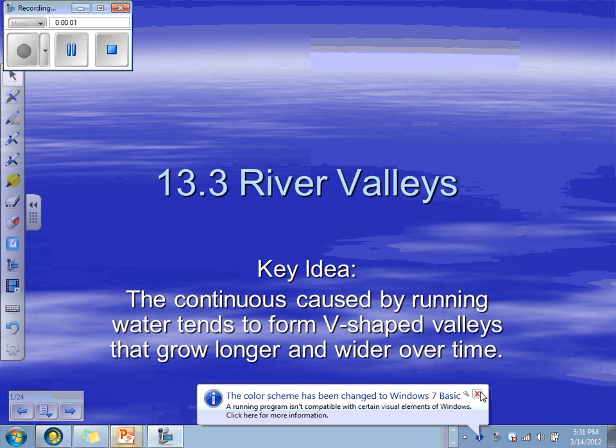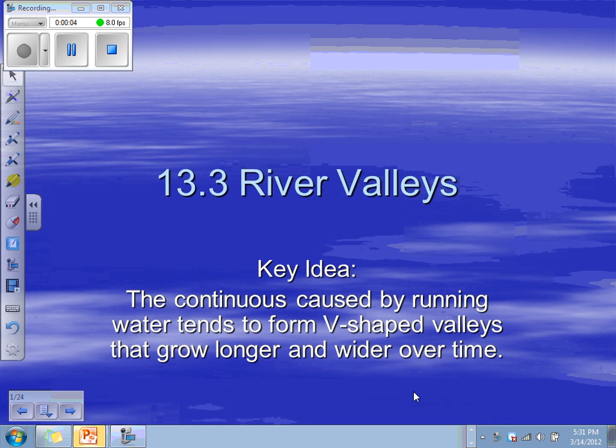14, Section 3, lecture notes, river valleys. Key idea of river valleys is that the continuous running water tends to form V-shaped valleys that grow longer and wider over time. So when you look at a map or a satellite picture of a river, you can make an educated guess of a river's age by the type of river valley that it has.